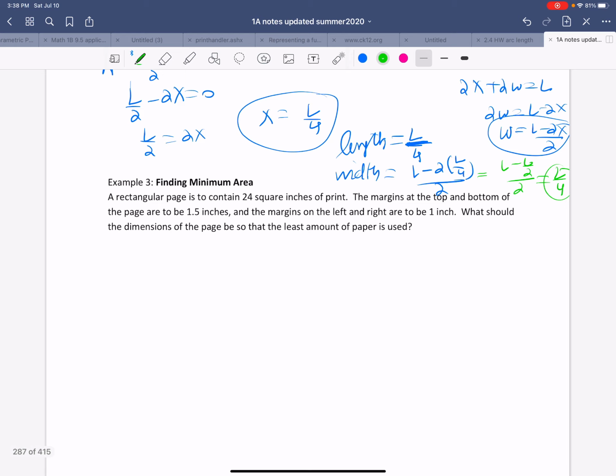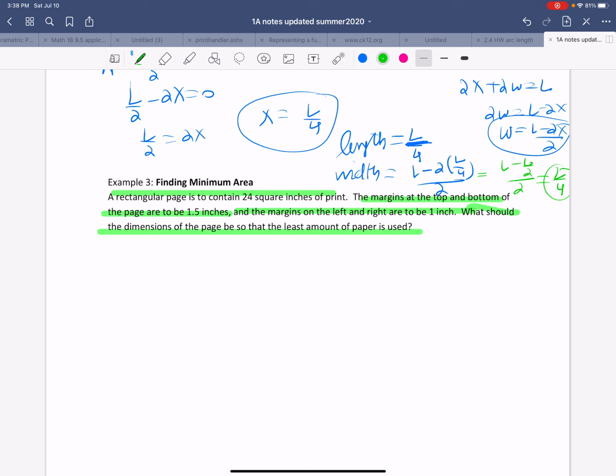Next example, find the minimum area. A rectangular page is to contain 24 square inches of print. The margin at the top and bottom of the page is to be 1.5 inches and the margin on the left and right is 1 inch. What should be the dimensions of the page so that the least amount of paper is used?